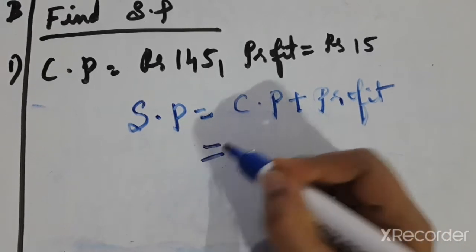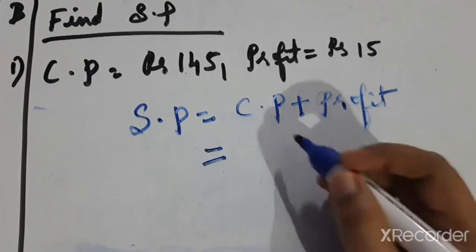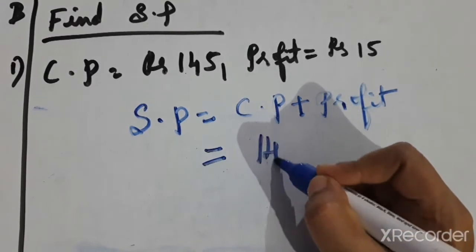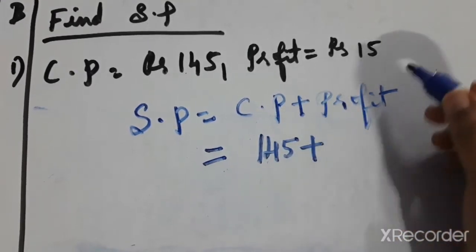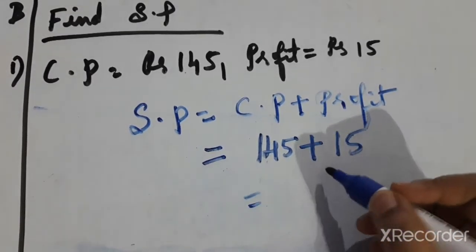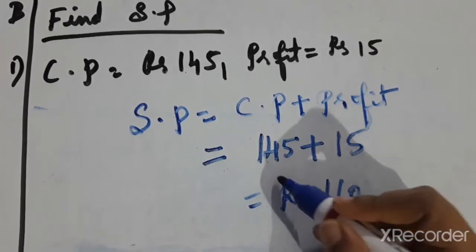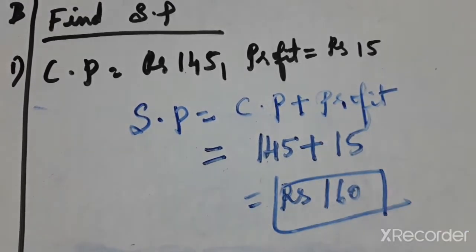So here cost price is given, rupees 145, and no other overhead charges or repairs. So we can directly write cost price is 145 plus profit is 15. So what is the amount now? 145 plus 15 is rupees 160. So what is the selling price? 160.